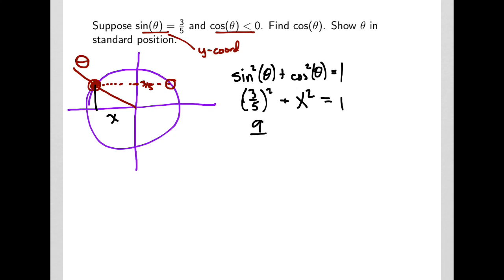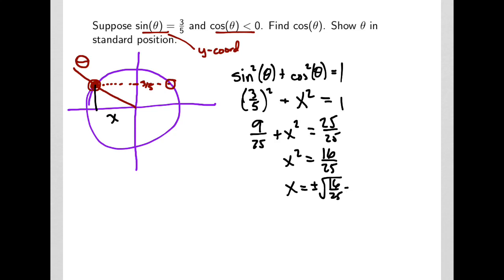So I get 9/25 plus x squared is 1 squared, which is 25. So we get x squared equals 16/25. My x would be plus or minus the square root of 16/25, or plus or minus 4/5. I choose the one that corresponds to my quadrant, where I choose the negative value, so that I find that my cosine, the cosine of my angle, is negative 4/5.